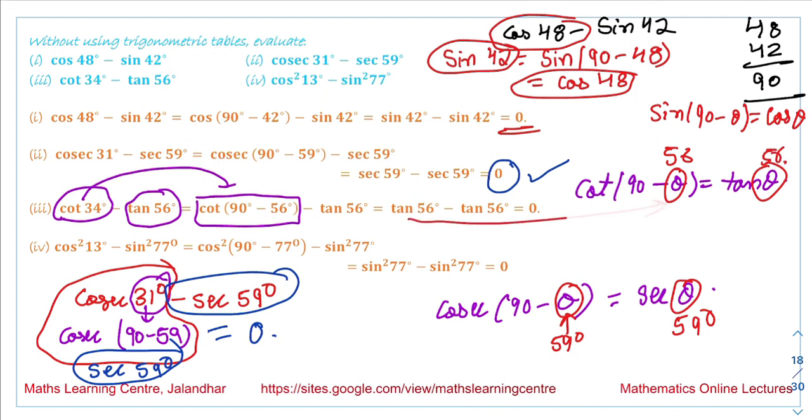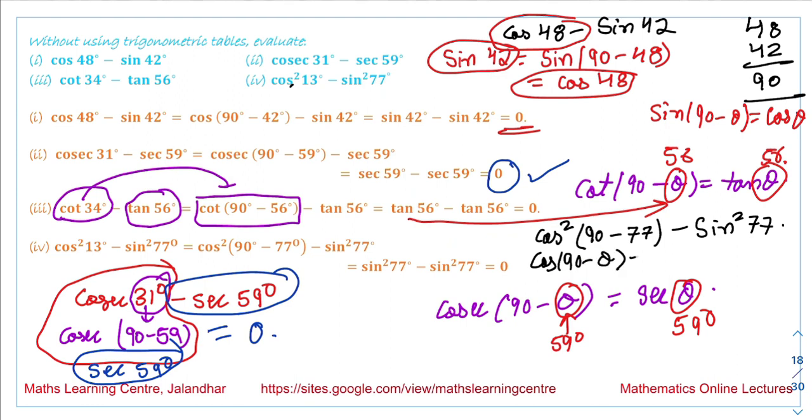So we are writing tan 56 minus tan 56 equal to 0. And now the last one, it is cos square 13 minus sin square 77. So we are writing cos square, in place of 13 we are writing 90 minus 77, minus sin square 77. The formula we have is cos of 90 minus theta equal to sin theta.